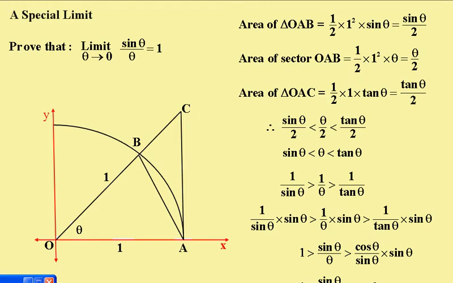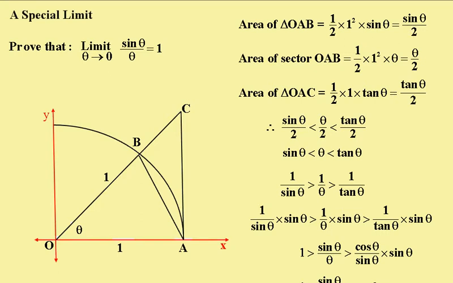A special limit. Here we have a unit circle, and in that unit circle we have these triangles. It's a very important limit, this one. Now, in this triangle OAB, this is side 1, this is side 1 because it's the radius of the circle. So the area, using half ab sine C, is half of 1 times the sine of theta. That gives us half times 1 squared times sine theta, which gives sine theta on 2.